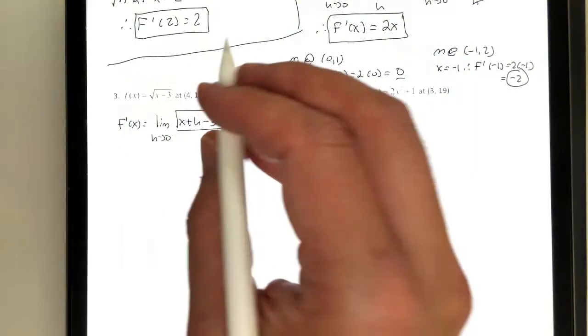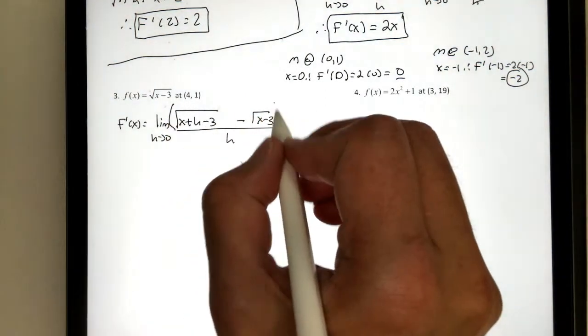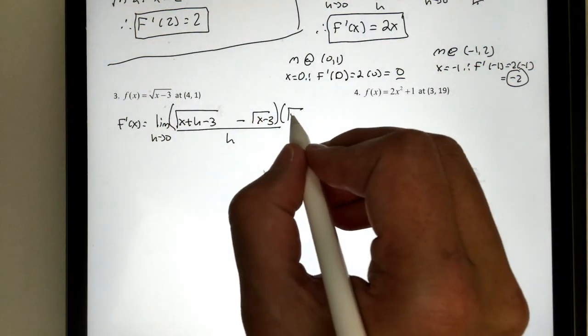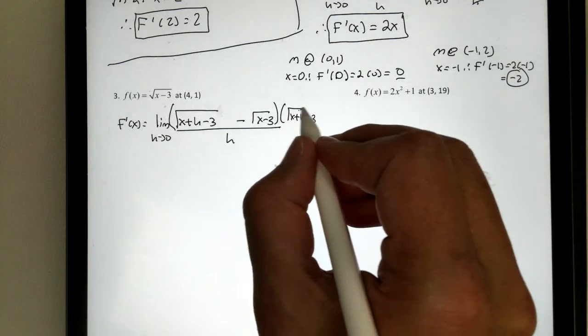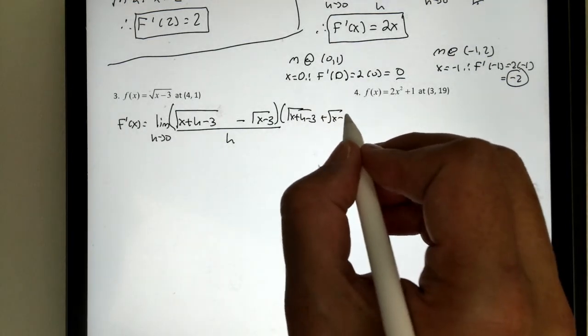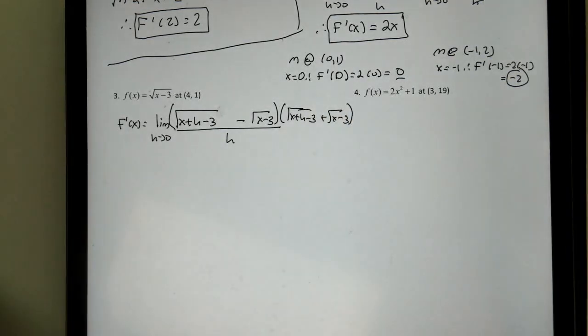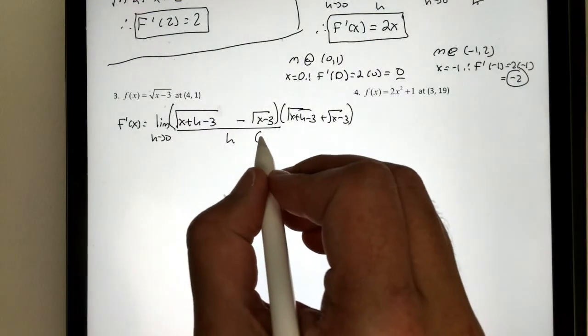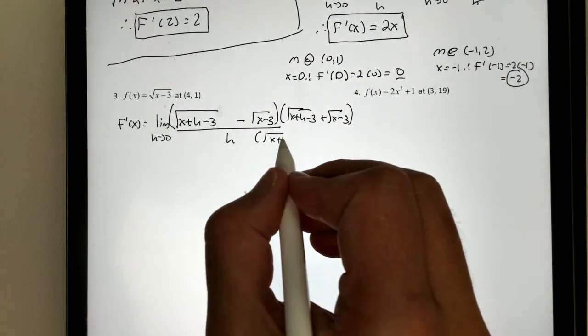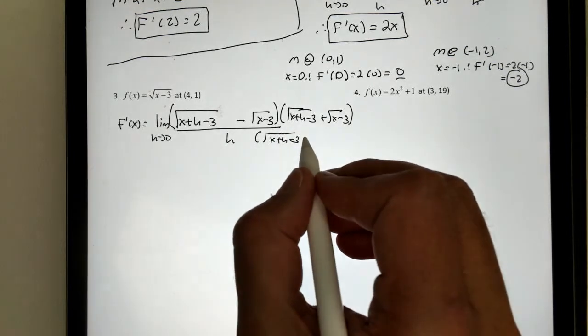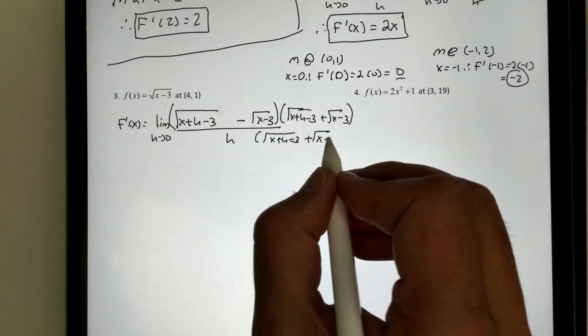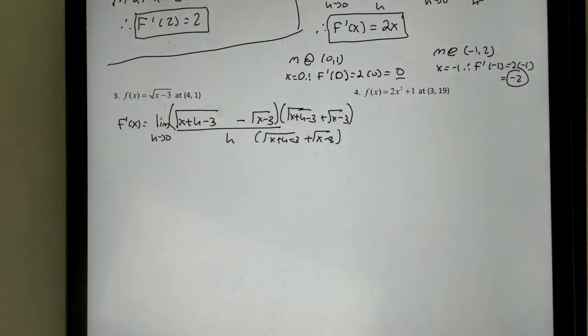And hopefully we remember how to solve this one. We are going to use that conjugate, the square root of x plus h minus 3 plus the square root of x minus 3 there. Same thing on the bottom. The square root of x plus h minus 3 plus the square root of x minus 3. Make sure you know this one.